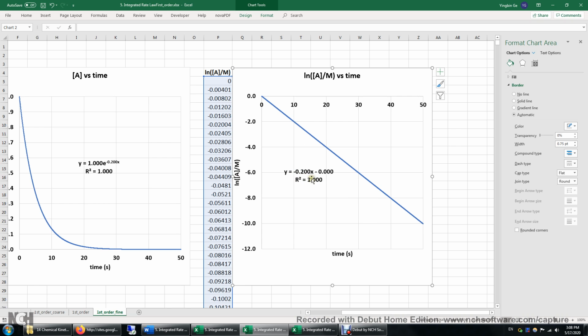All right, so you see this equation. It's a linear equation with a negative 0.2 slope. That's actually negative k. Therefore, k is 0.2. This is actually how chemists determine the reaction rate constant k using experimental data. What about the intercept? The intercept is actually the logarithm of A naught, or the logarithm of the initial concentration of A. Okay? So that's the first order reaction.